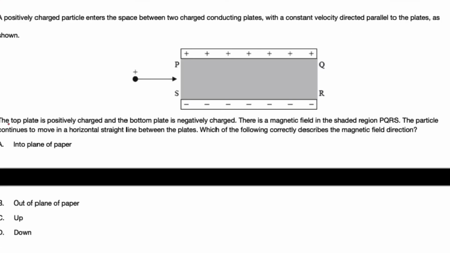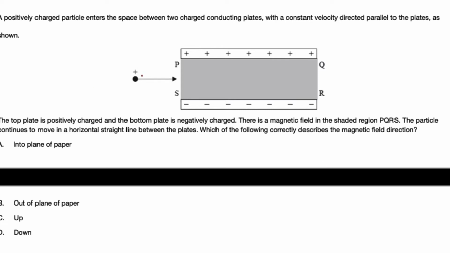A positively charged particle enters the space between two charged conducting plates with constant velocity directed parallel to the plates, as shown. The top plate is positively charged and the bottom plate is negatively charged. There is a magnetic field in the shaded area, region PQRS. The particle continues to move in a horizontal straight line between the plates. Which of the following correctly describes the magnetic field direction?